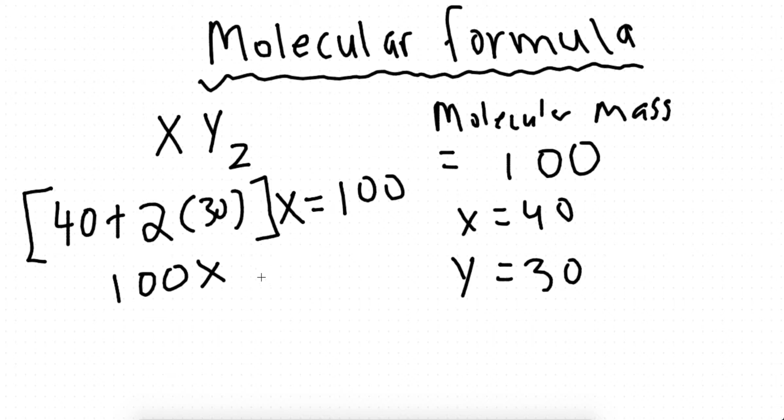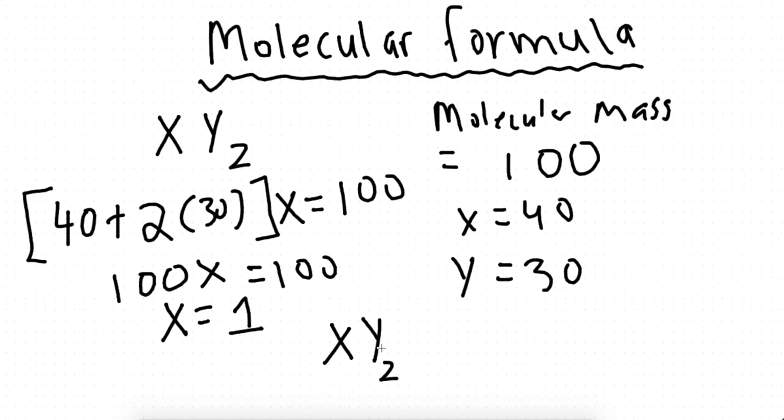X equals to 100. So what is the value of the factor? X equals to 100 divided by 100, which is 1. This 1 is multiplied to both the numbers here. We have x1 and y2. So our molecular mass will be x, 1 times 1 is 1, and then y, 2 times 1 is 2. It's the same. Whenever the factor is 1, you will end up getting the same formula as this.